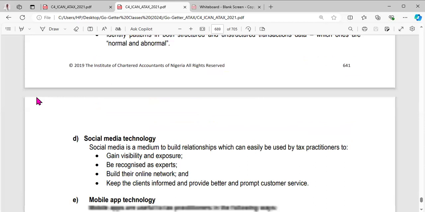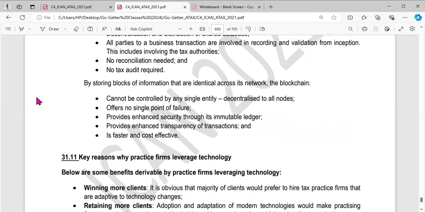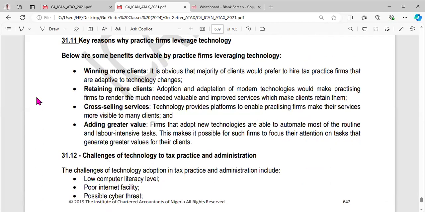Then we talked about social media technology, and we talked about mobile apps and the blockchain. Now, why are these firms using this technology? Why are they leveraging on them? Because they want to win more clients. It's easier to win more clients when you can serve them well. And when you are serving them with technology as your leverage, they are more satisfied, and when you satisfy your clients more, you will win their hearts.